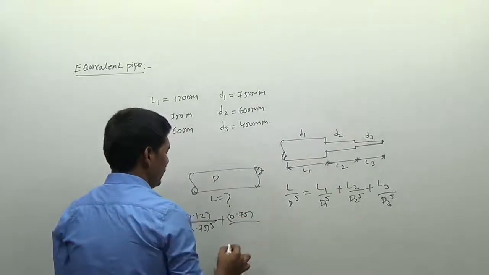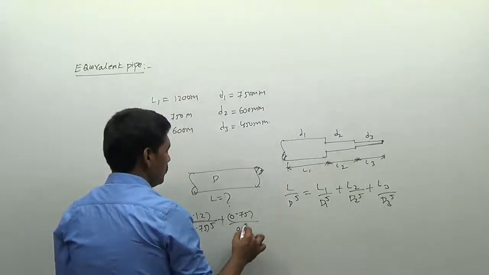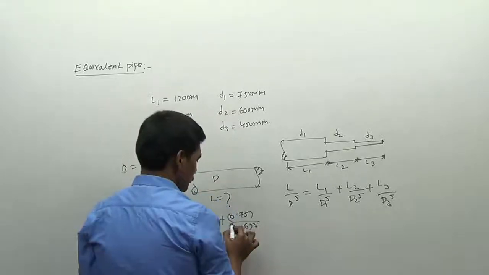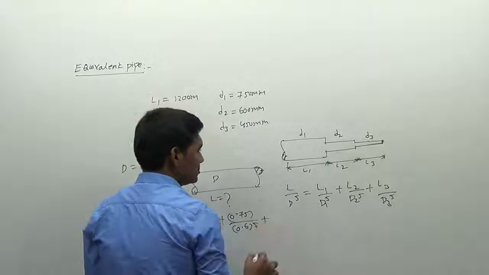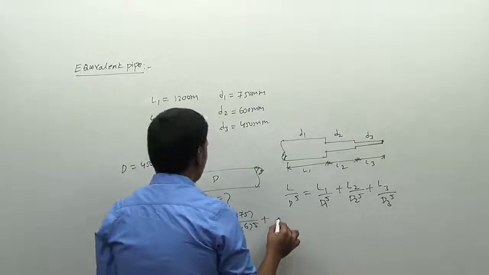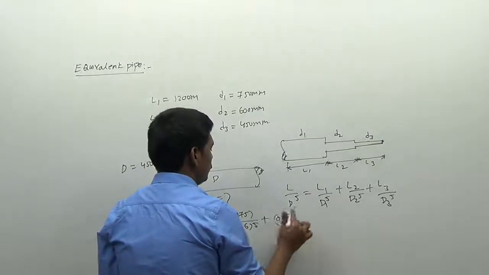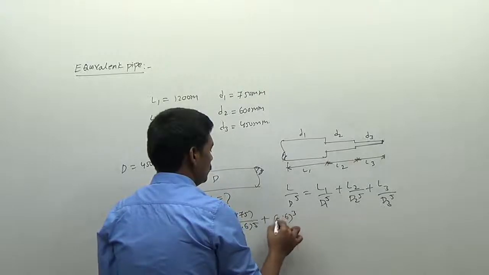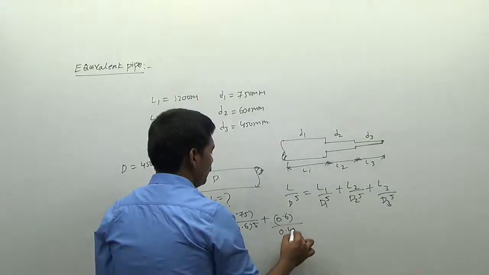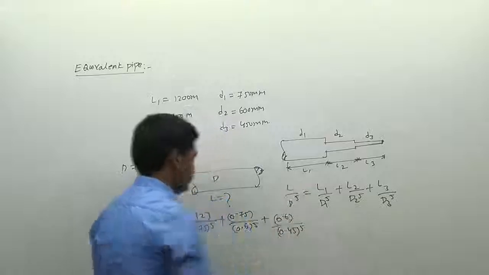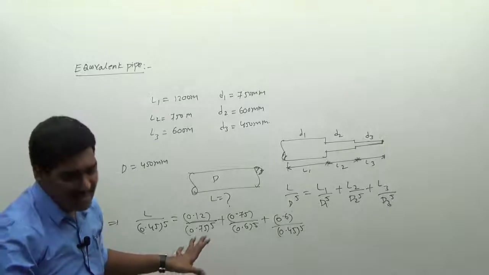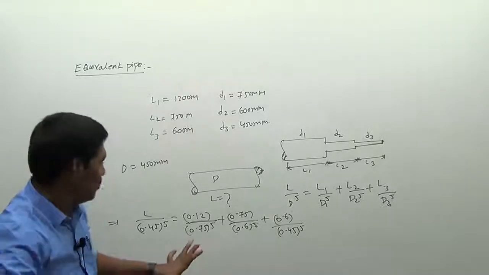0.75 divided by D2, what is the value of D2? It stands for 0.62 whole power 5. Okay. So plus, what is the value of L3? L3 is equal to 0.6 whole cube, divided by D3. D3 is equal to how much? 0.45 whole power 5. That is the value. Now after substituting all these values, we get the final value.